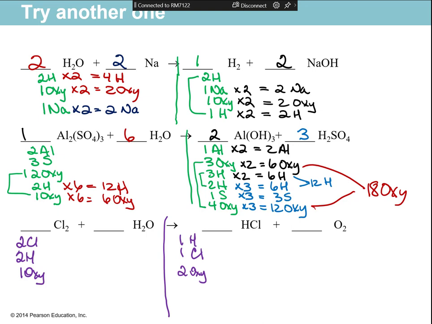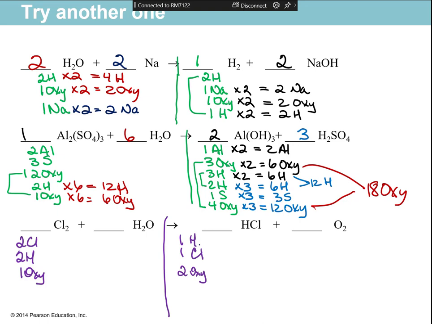So you did hydrogen first. It doesn't matter if they're all found in single places, meaning only in one molecule on either side. Just pick one. So someone said hydrogen first. I have 2 hydrogens on the left, 1 hydrogen on the right. So I know I'm going to have to increase the hydrogens to have a total of 2.